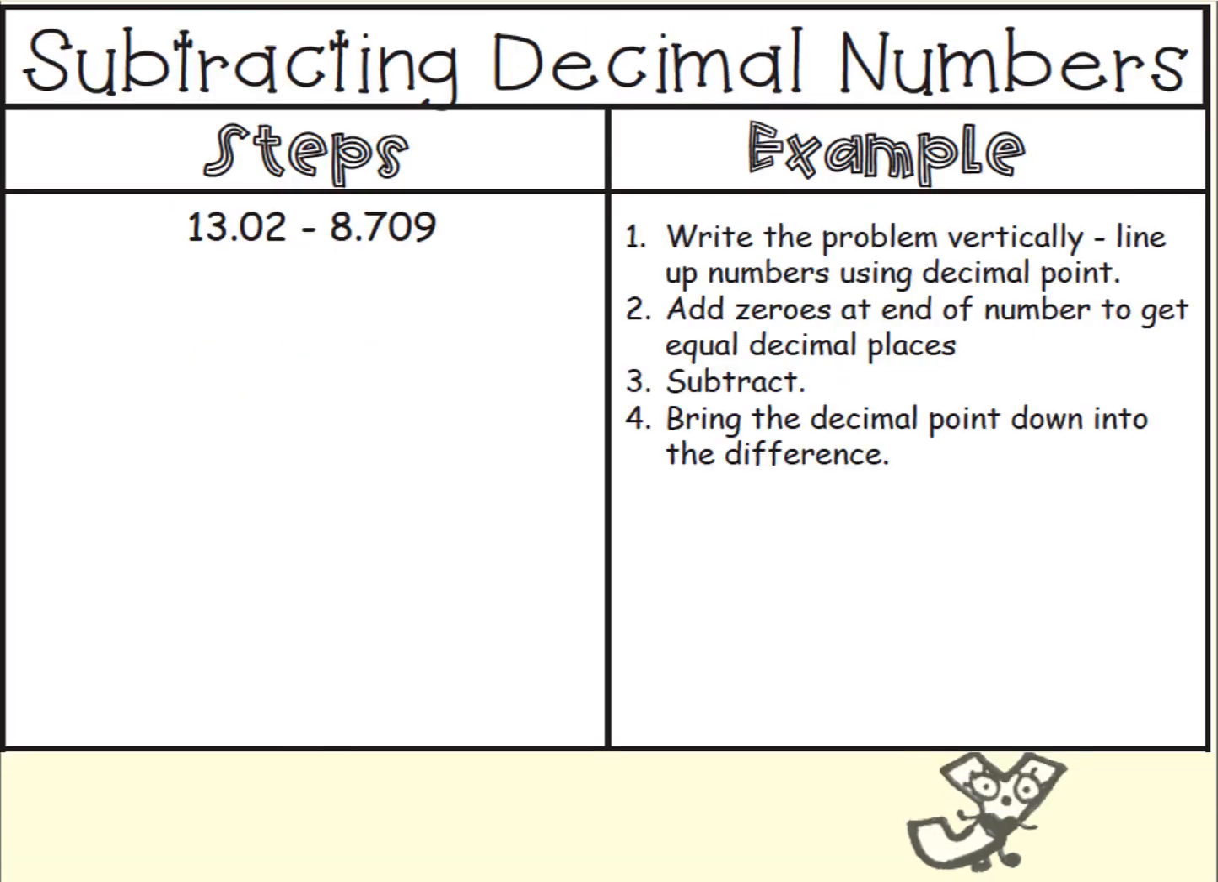Okay, so that brings us to subtraction. So now we're going to do some subtracting of decimal values. So let's go through it. We start off the same way that we did with addition. We're going to write the problem vertically. We're going to add some zeros so we have an equal number of decimal places. Then we're going to subtract and bring down the decimal point. So it's not any different than addition. It's just that we're doing subtraction.